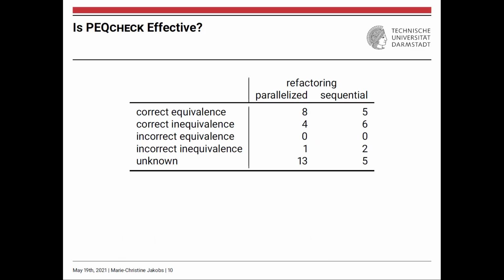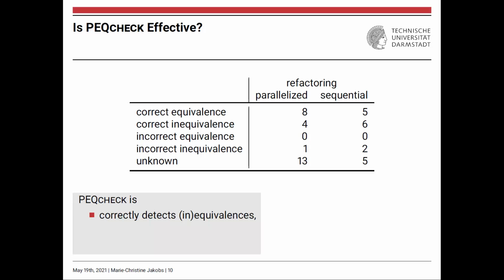First, let us inspect which tasks PACT-check classifies correctly, incorrectly, or fails to classify. First of all, we look into the first two rows, correct equivalence and correct inequivalence, which show whenever PACT-check reports a correct result. And we see that we have non-zero entries for these two rows in both scenarios. So in both scenarios, PACT-check was able to give correct results. So it correctly detected inequivalences and equivalences.